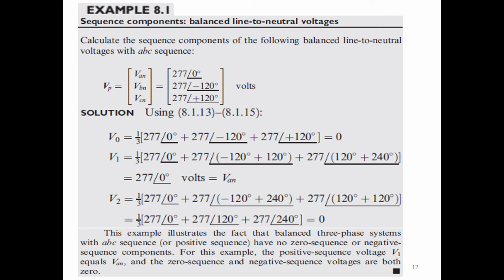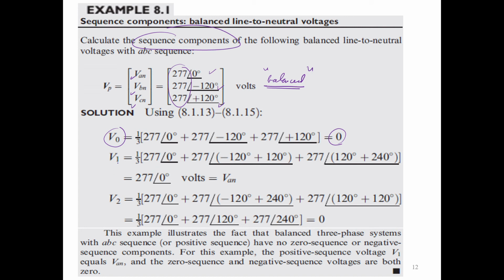You can see that for this example, you have VA, VB, VC, VAN, VBN, and VCN. All these three have the same magnitude, and the angle separation is 120. So this voltage, VAN, VBN, VCN, is balanced. If these are balanced, and you want to find the sequence components of this set, what you would see is that the zero sequence is 0, right?